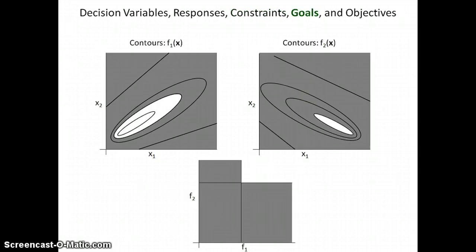Goals are like constraints. They put limits on the responses. But instead of saying what responses are unacceptable, goals indicate what response level would be satisfactory. If a solution exceeds that goal level, that's great, but we're not going to push to improve a solution further if a goal has been met.